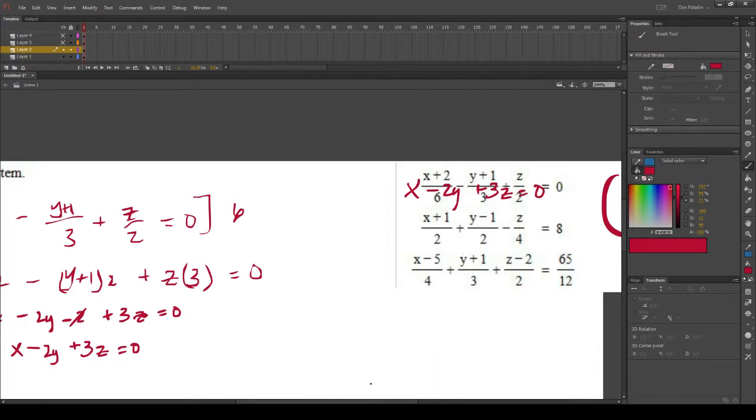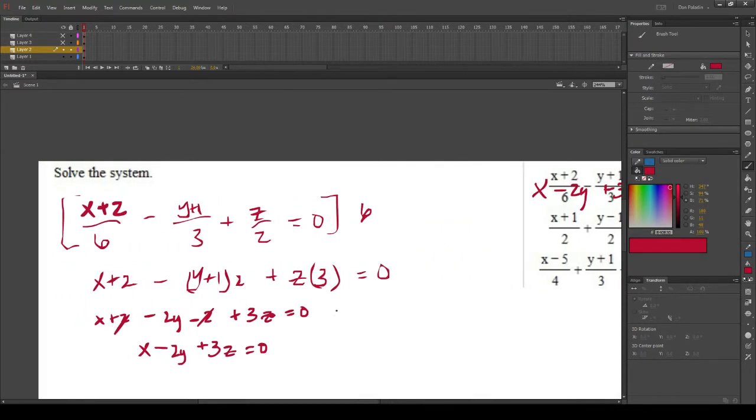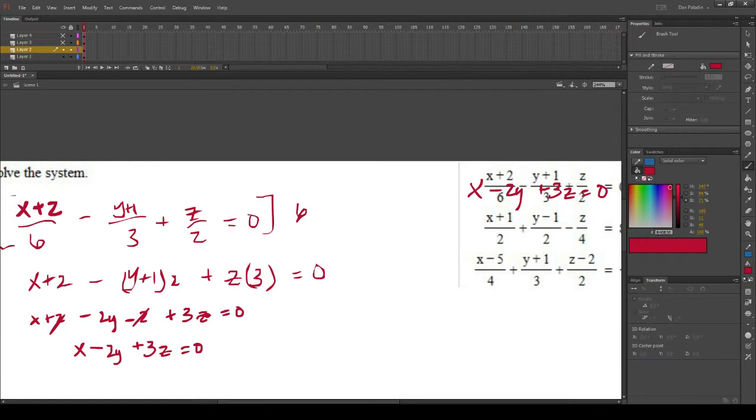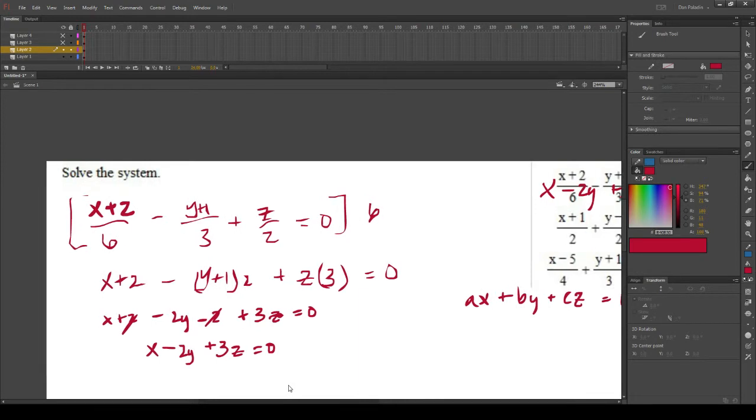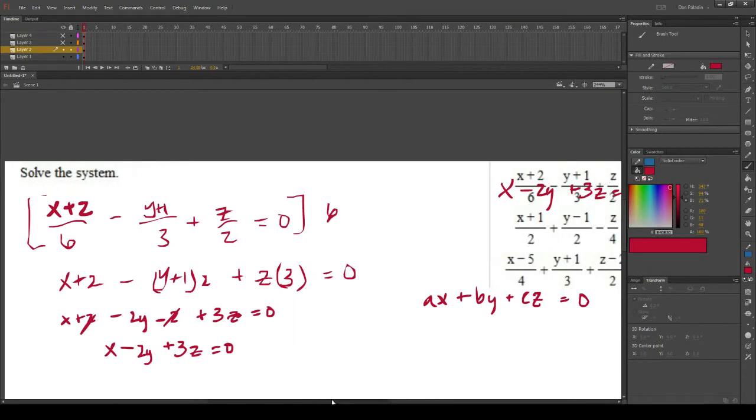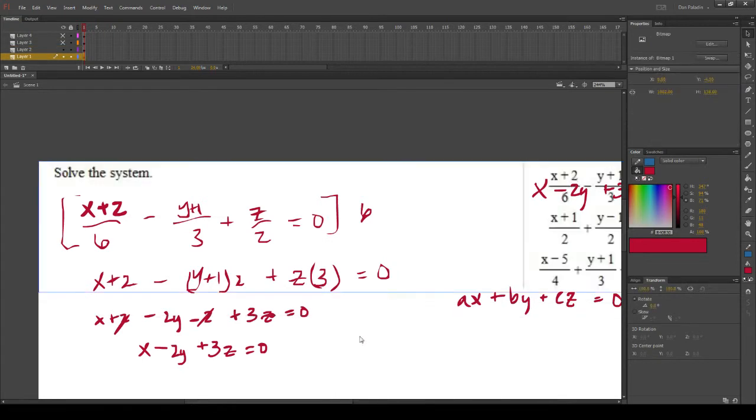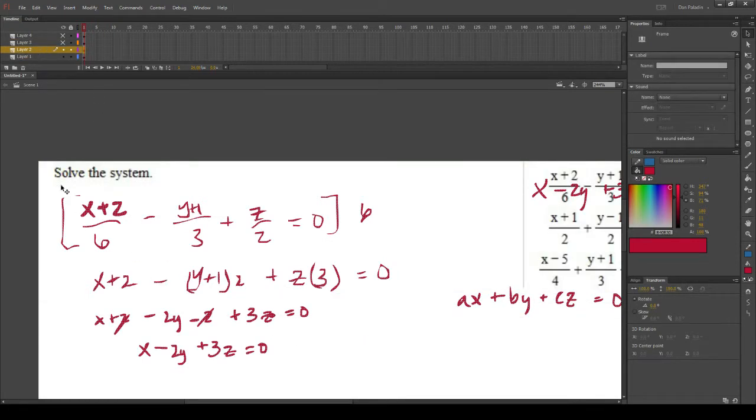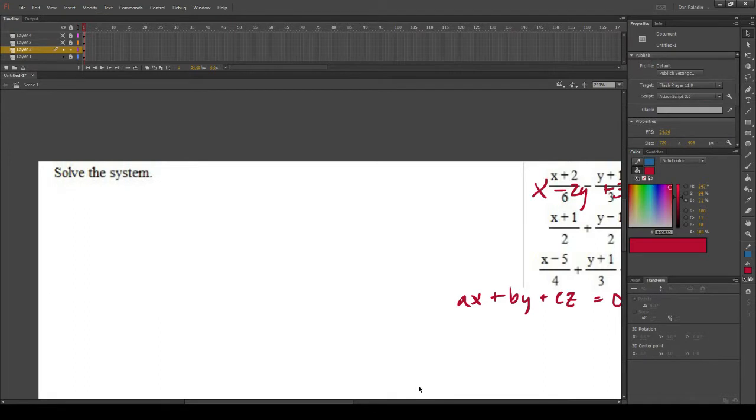I'm going to keep rewriting these equations because right now they're not in a good form to use. I wanted it to be in the form ax plus by plus cz is equal to 0. This is the form that I'm looking for. It's the one I'm going to use to solve the system of linear equations using the linear combination method. So all of this can go away. Okay, that's all gone.